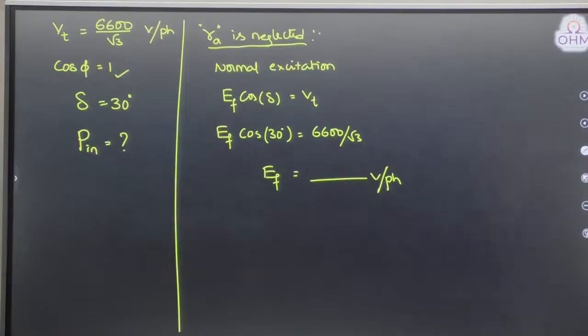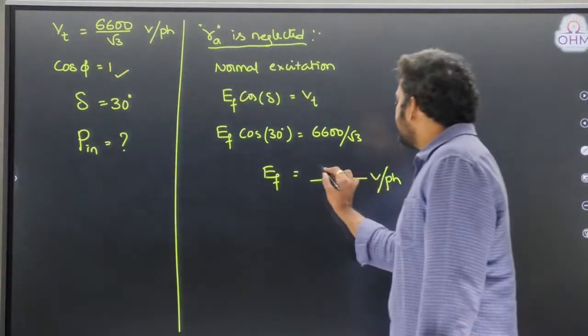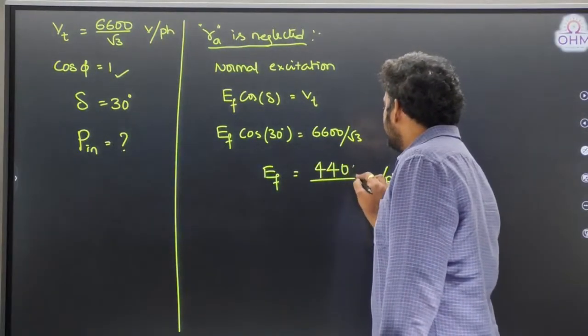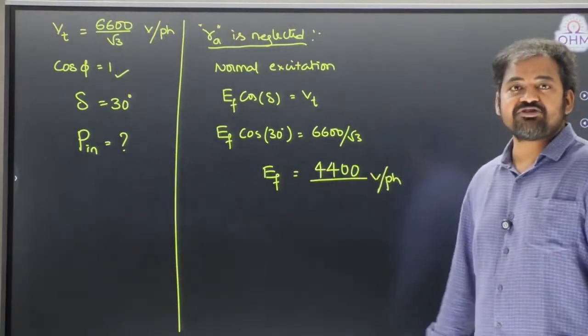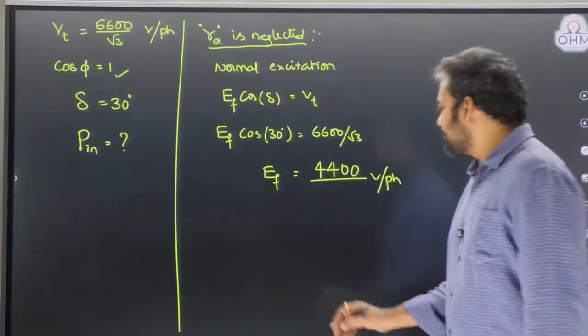Okay, so what is EF value? 6600 by root 3 divided by cos 30. Yes, I am getting 4400 volt per phase. This is the EF magnitude. The moment I know the EF magnitude, I can calculate the active power drawn by the motor.